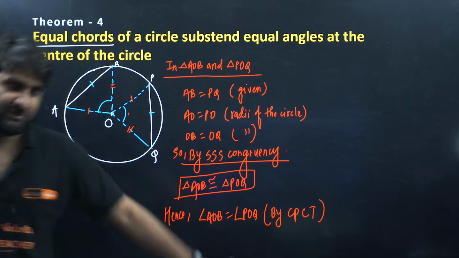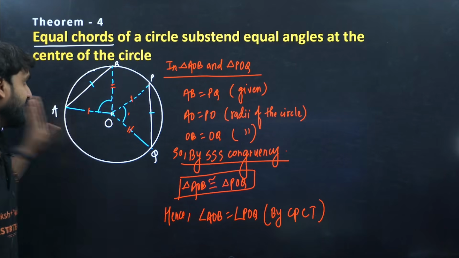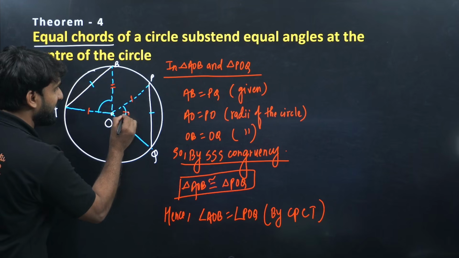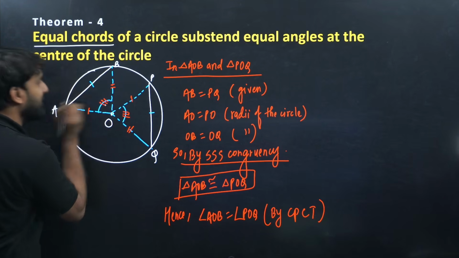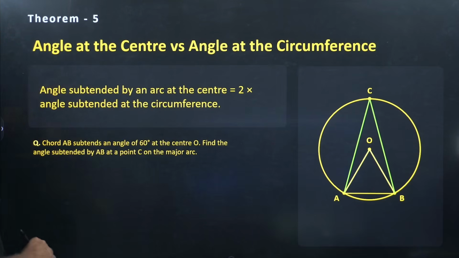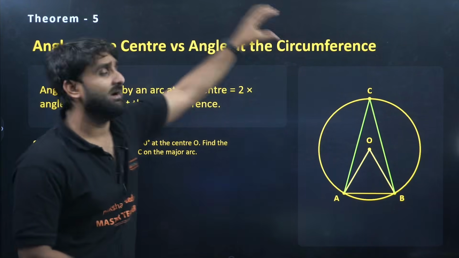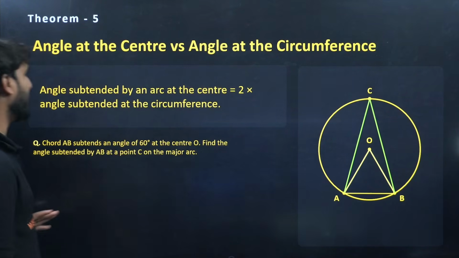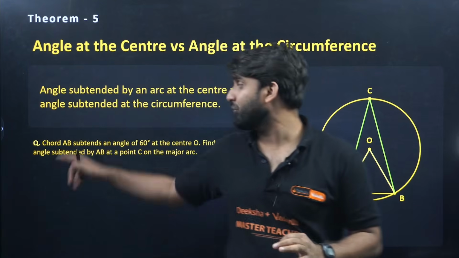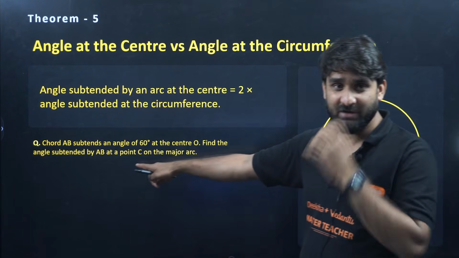Clear everyone? So this is the proof. Equal chords subtend equal angles. Moving ahead, theorem number 5: angle at the center versus angle at the circumference. Very important, very interesting. And we have one question based on this theorem. This is the question we have to solve.